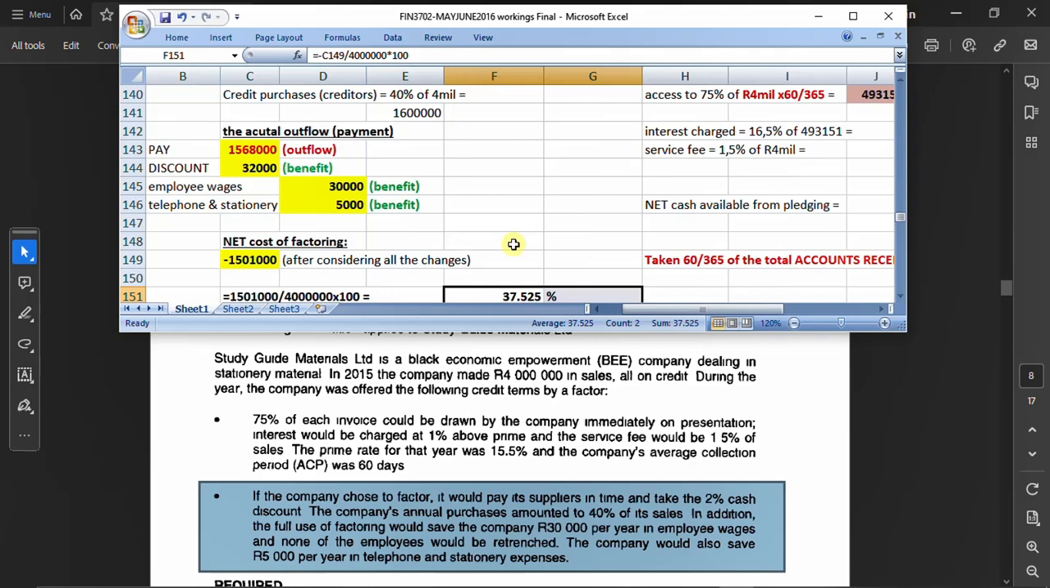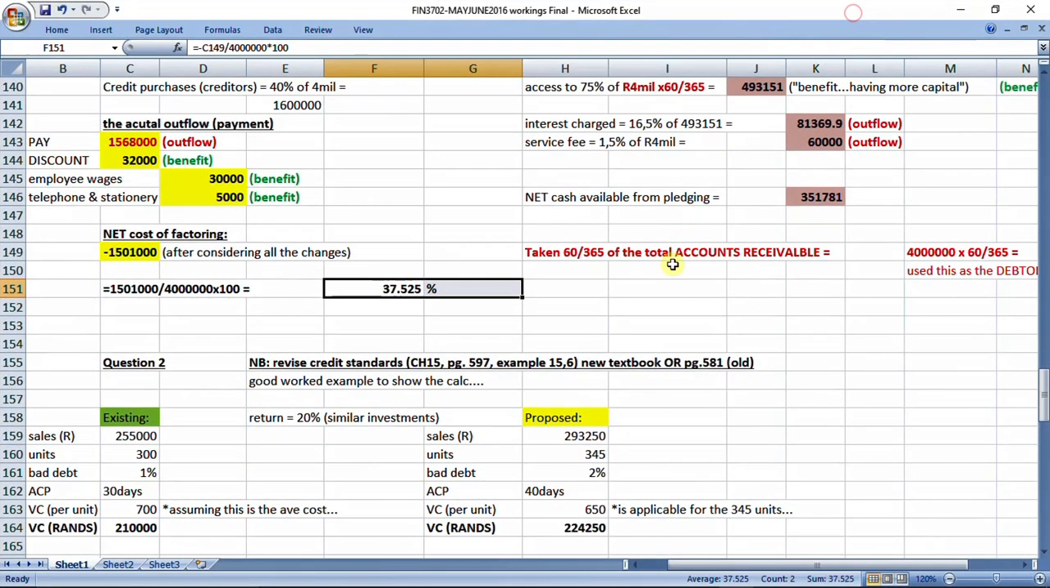Remember, you're never going to get the full 4 million, because the full 4 million is your total sales. That's what you've sold. What you are going to get from having arranged with this factor is going to cost you the 1.5. So in actual fact, depending on how much it costs you to raise capital elsewhere, you might or might not consider this situation.